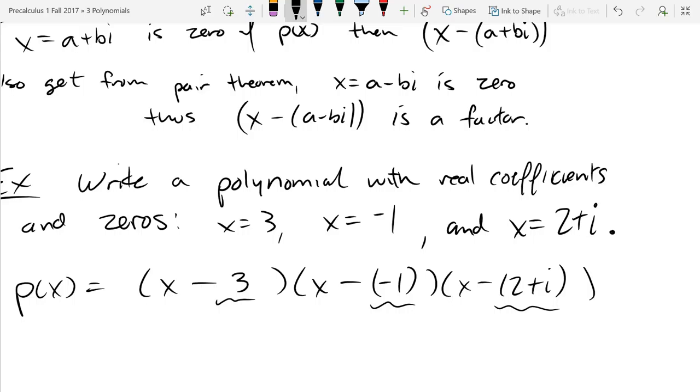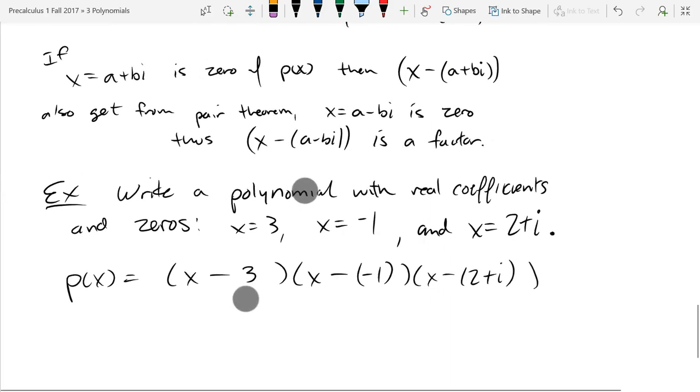This polynomial is not going to have real number coefficients. If we just look at the constant term that will emerge, if you multiply those three numbers together, you get a complex number. So this polynomial is not going to have real coefficients.